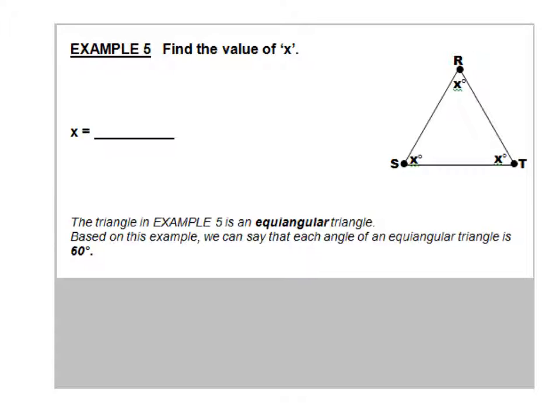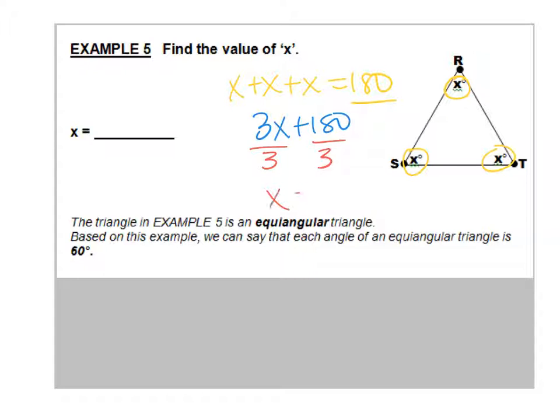Okay, so example 5, find the value of X. Again, they told us all of them add to the same thing. So X, X, and X would add to 180 because all triangles add to 180. So I have 3 X's total that add to 180. Divide by 3, and X is 60.